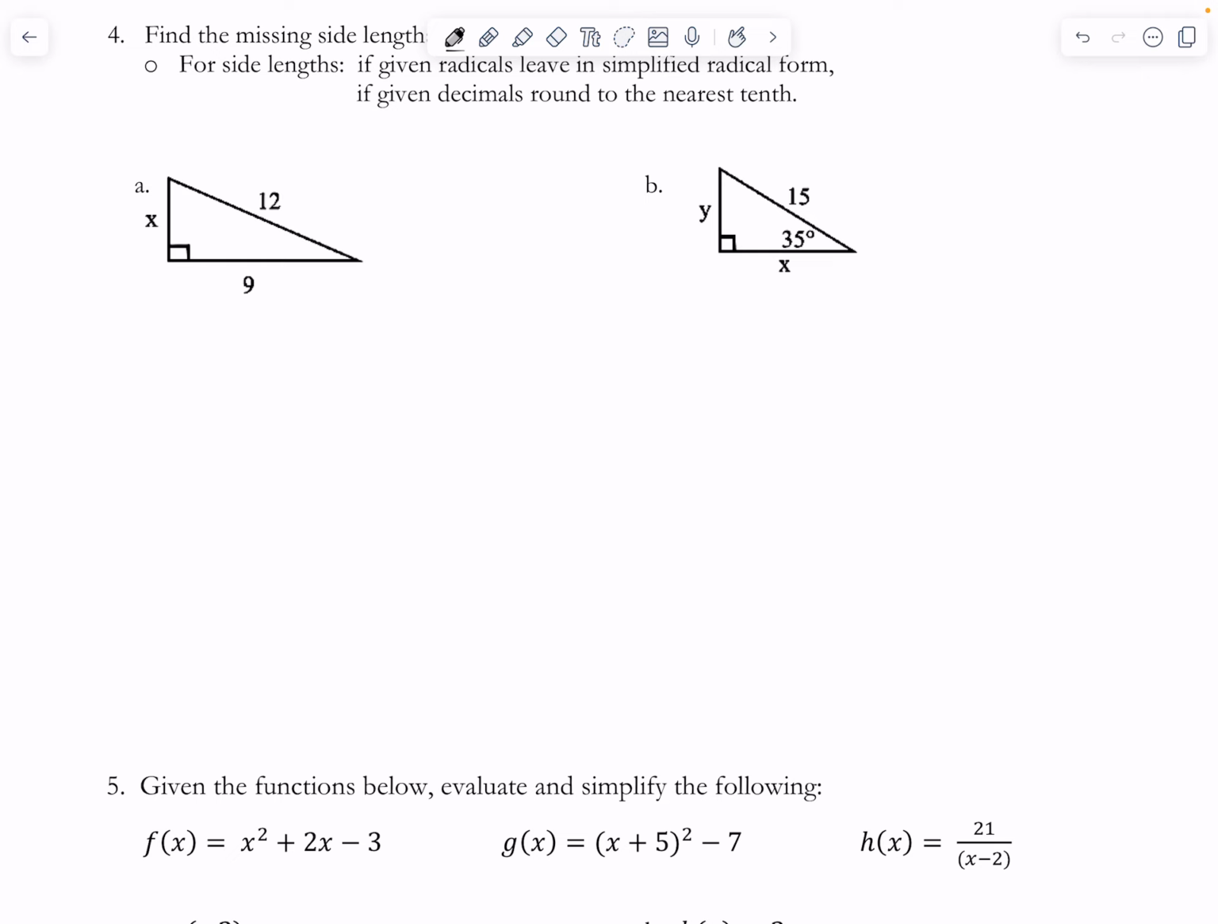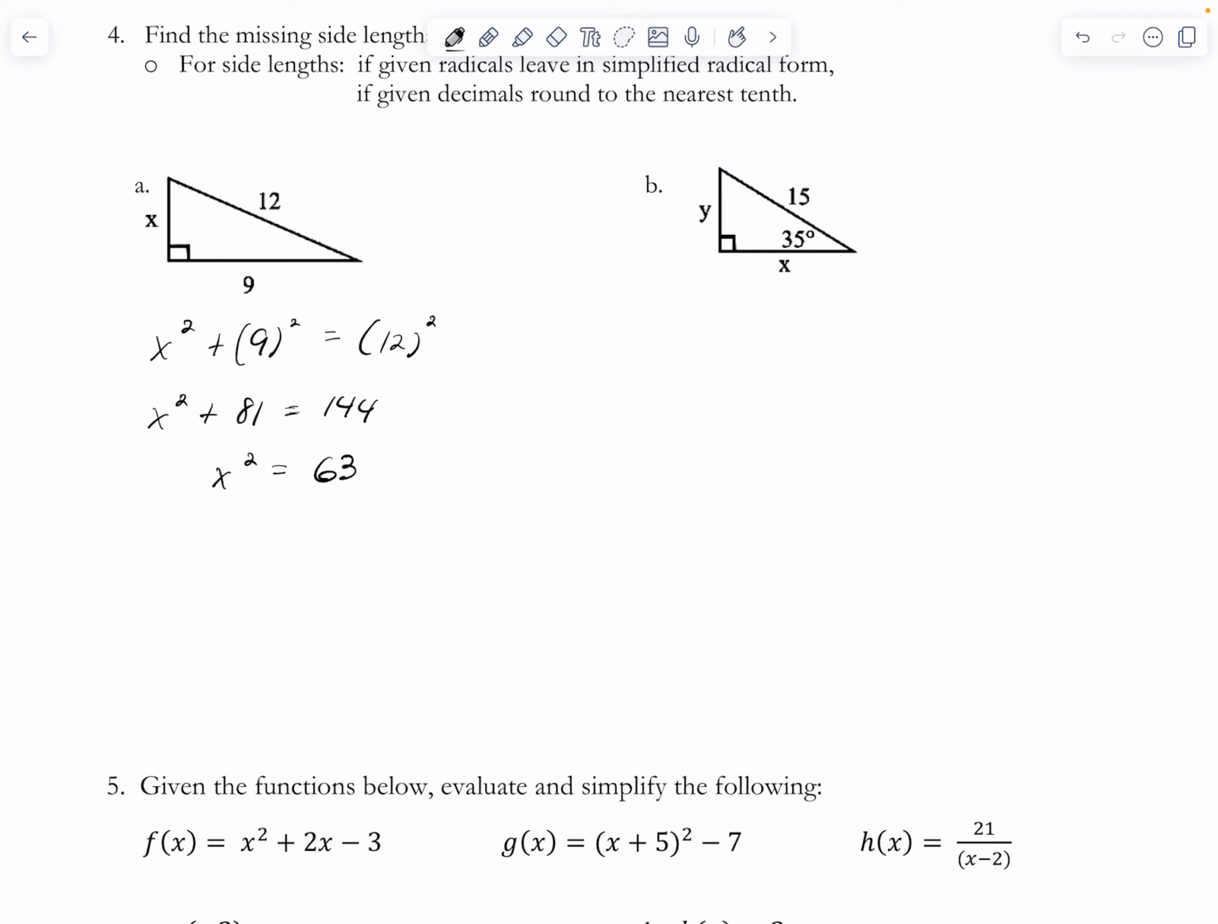We're missing 1. So I'm going to go ahead and use Pythagorean theorem, which is going to be x squared plus 9 squared equals 12 squared. So x squared plus 81 equals 144. We're going to move that 81 over with subtraction. When I do that, I get x squared equals 63.